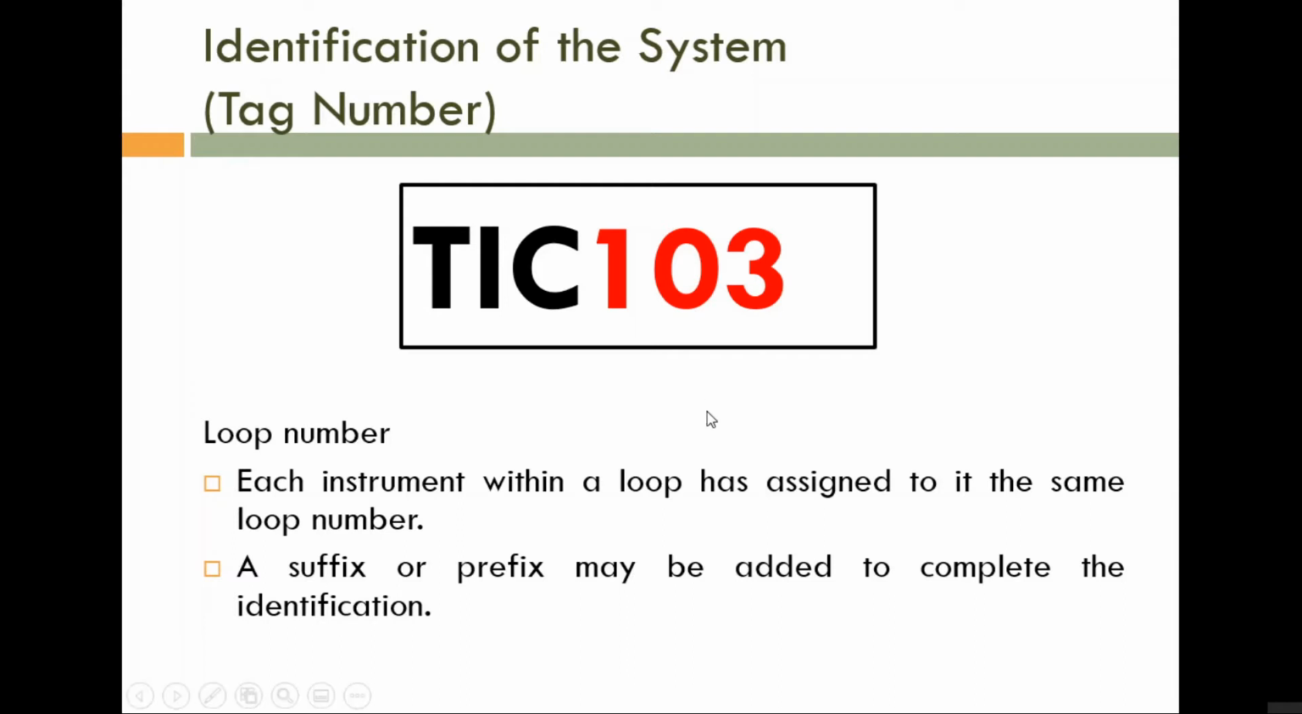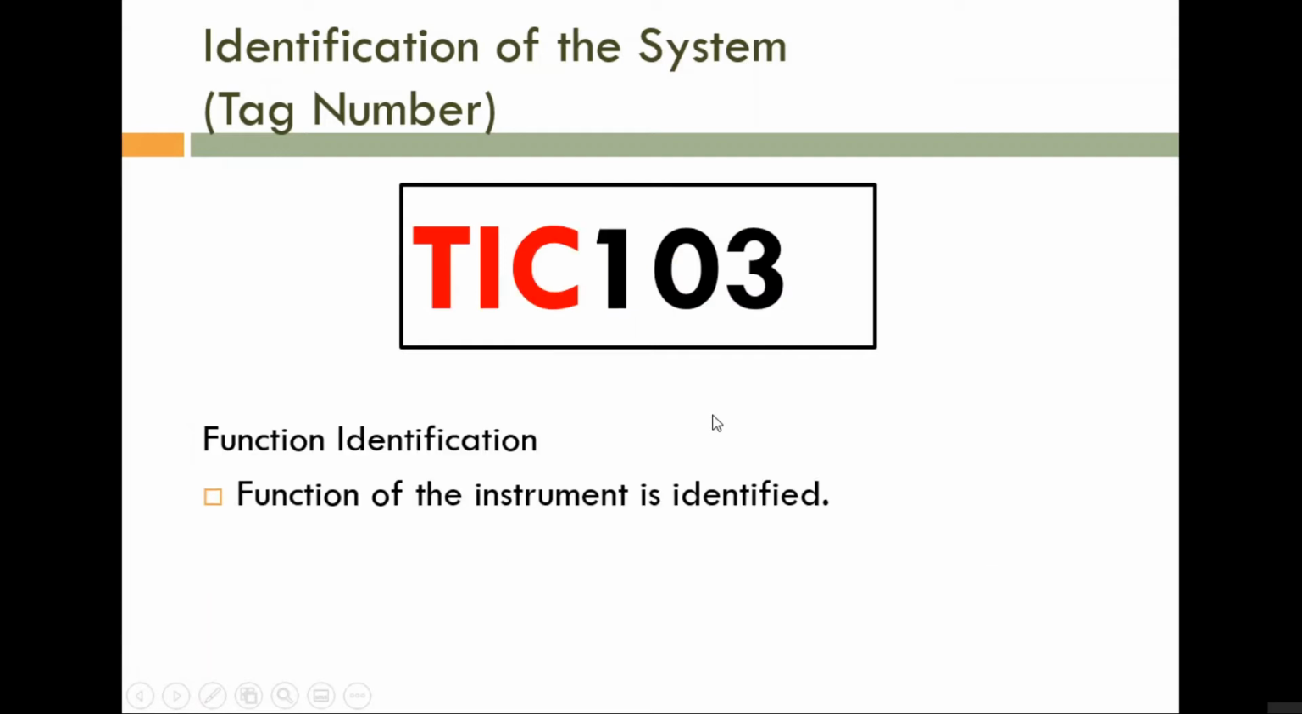Okay, so now about TIC. TIC is known as a function identification. We can identify the function by using TIC, meaning by using the character part, we can identify the function. So here you can see that this is TIC. TIC means this instrument is used to indicate and control temperature. T means temperature, I means indicator, C means controller. Both indication and control are possible by using the same instrument, and it is used for temperature.